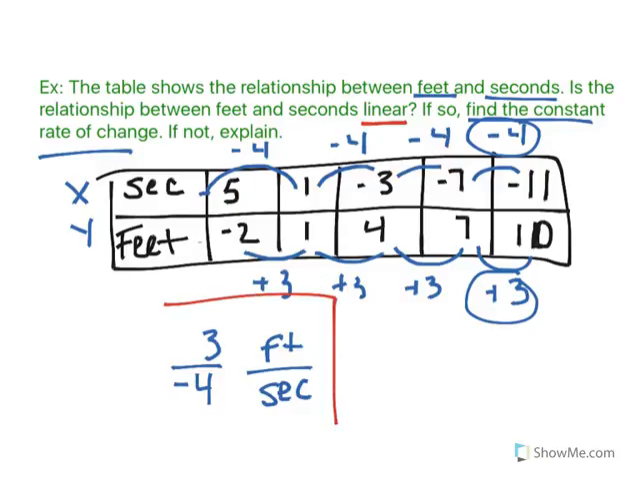So if you're ever trying to find a constant rate of change from a table, you're just going to find the patterns between the x's, find the patterns between the y values, and if there's a pattern, then it is linear. So you could say yes, and all you're going to do is write the rate of change, you're just looking at that pattern. So we found that the feet went up by 3 and the seconds reduced by 4. So then we have our relationship as -3/4 feet per second.